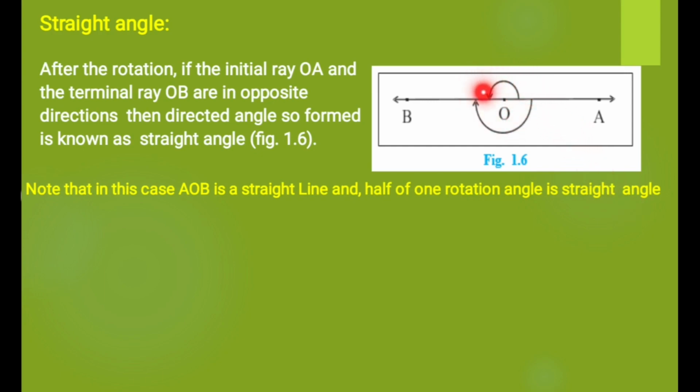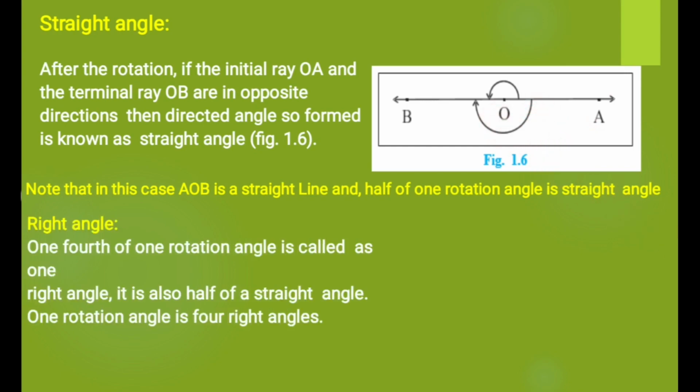We measure anti-clockwise or clockwise. When we measure anti-clockwise, the angle made is plus 180 degrees, and when we measure clockwise, the angle measured is minus 180 degrees. So we write here, note that in this case AOB is a straight line and half of one rotation angle is a straight angle. Half rotation means, since the complete rotation is 360 degrees, half rotation is 180 degrees.